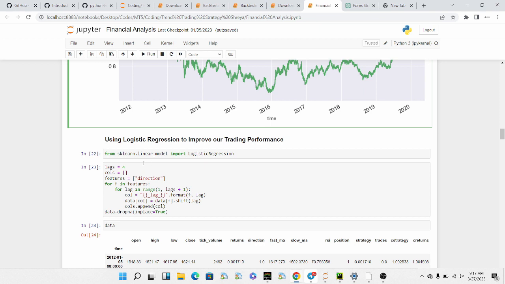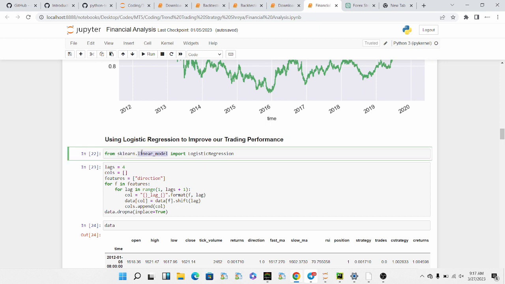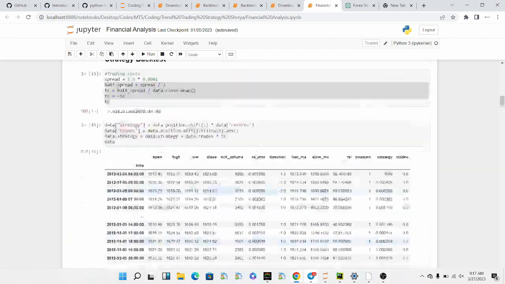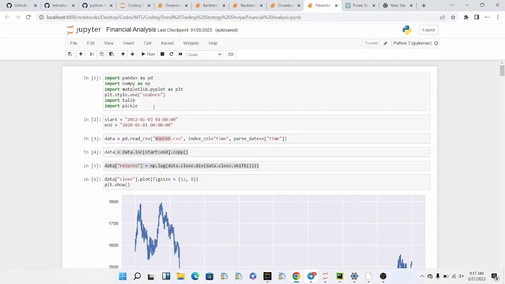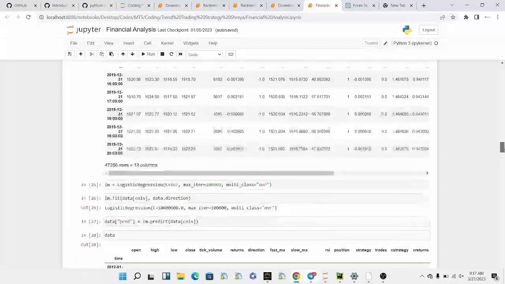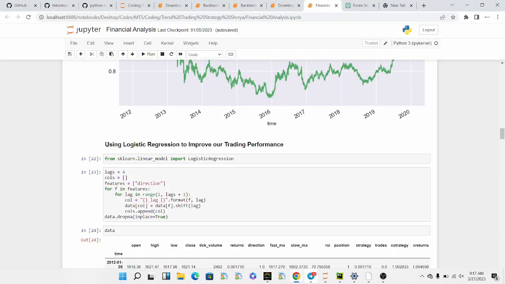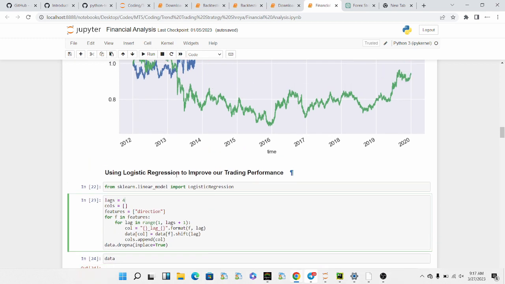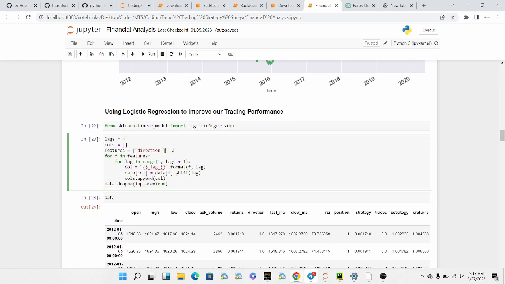Okay, so from sklearn.linear_model, we imported LogisticRegression. You can copy this whenever you want to import logistic regression. We're supposed to add this in our initial import section, so we just added it here so that everything about logistic regression is together. We start from here. We proceeded to create our lags, and our lag simply means the values we'll be using to predict the current data.